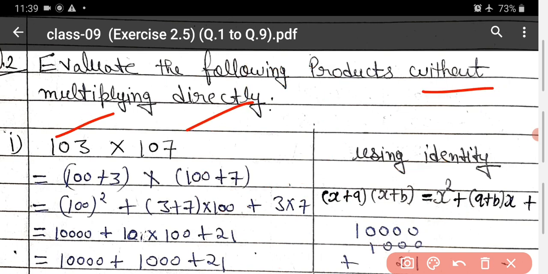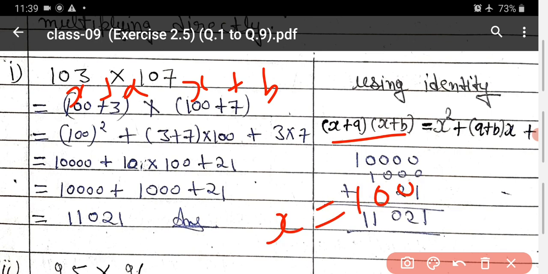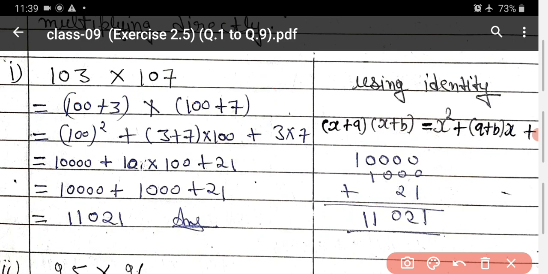Okay, 103 and 107. So can we write 103 as 100 plus 3, and 107 as 100 plus 7? You have to break them as 100 plus 3 and 100 plus 7. Okay, now just see here, just do the comparison with x plus a and x plus b. In place of x you get 100, in place of a you get 3, in place of b you get 7. Now just apply the formula.